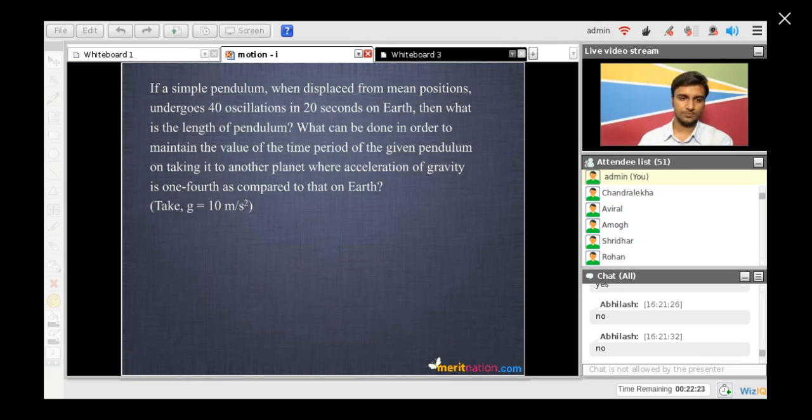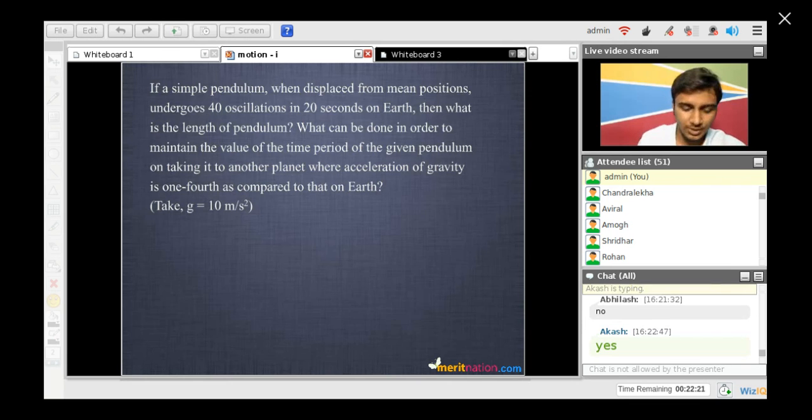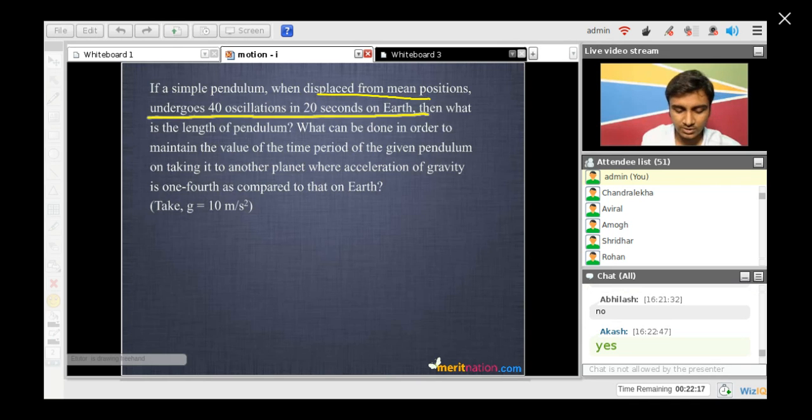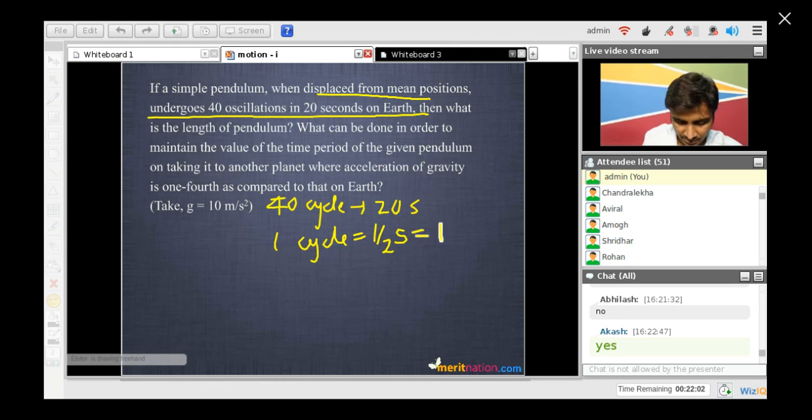Now let's talk about this question. If the pendulum, when displaced from mean position, undergoes 40 oscillations in 20 seconds, what is the time period? It is going 40 oscillations or 40 cycles in 20 seconds. One cycle it will go in 1 by 2 seconds. This is the time period, half a second is the time period.